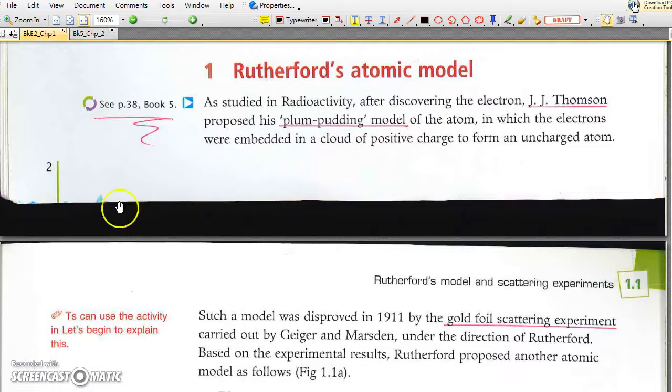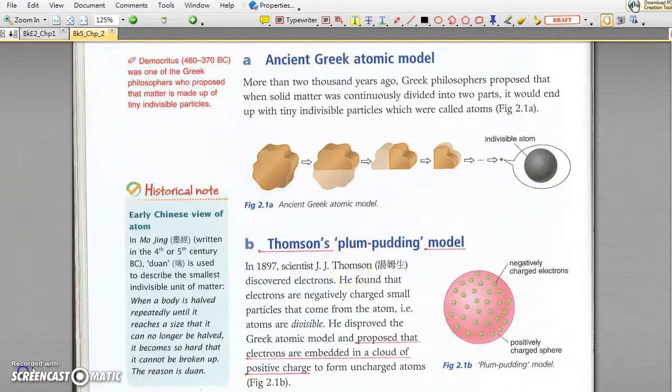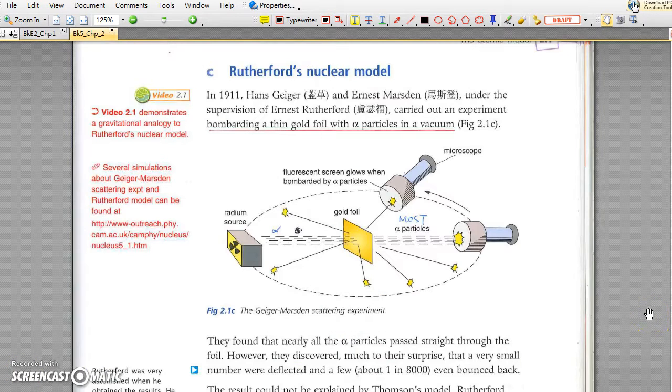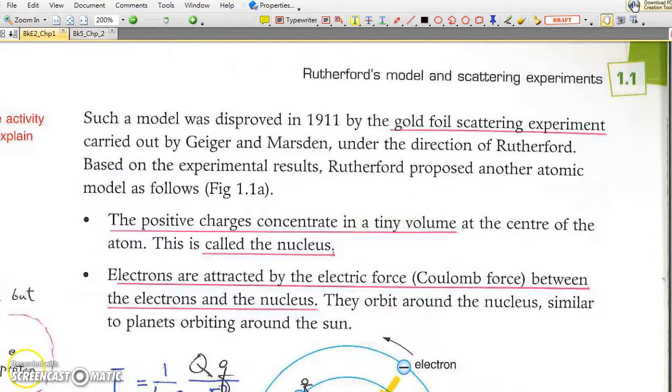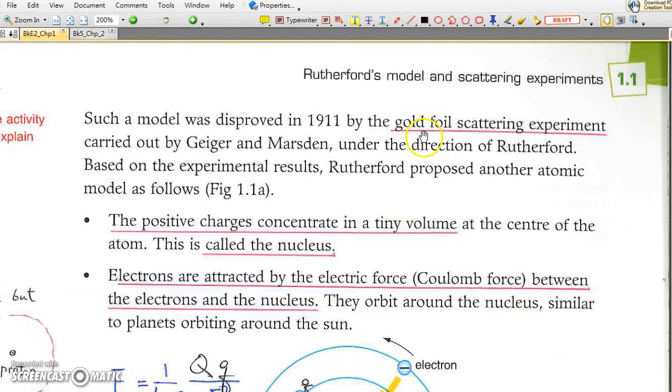It was mentioned in book 5, page 38, that J.J. Thomson proposed a plum pudding model for atoms, and later on, Rutherford was not satisfied with that model, and so he carried out his scattering experiment. The result of the gold foil scattering experiment suggested that the positive charges concentrate in a tiny volume, the so-called nucleus nowadays, and the electrons are actually attracted by the electric force, Coulomb force, between the electrons and the nucleus.